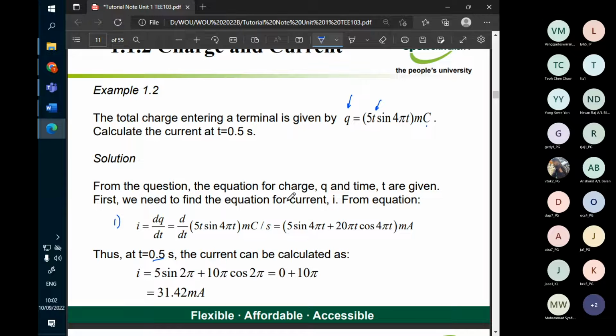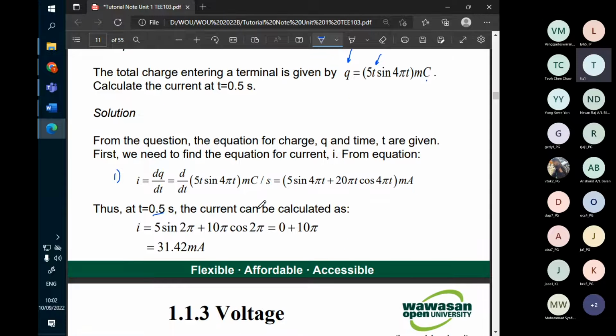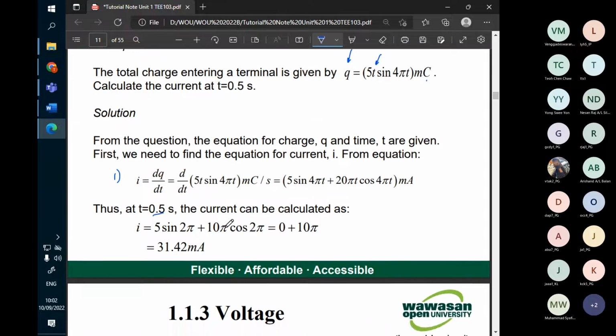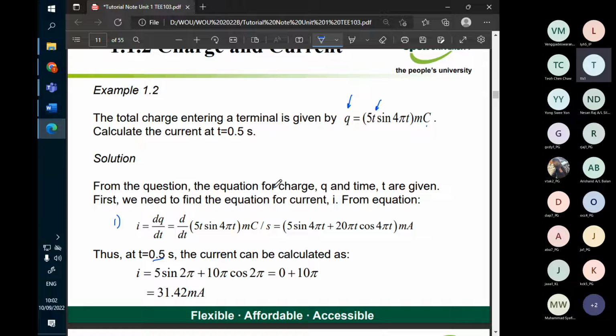Okay. So eventually, if you simplify the whole thing here, you come up to 31.4 milliampere. Okay, this is how we solve a question like this. Initially, we have the quantity given by the total charge, and we need to calculate the total amount of current at 0.5 second.